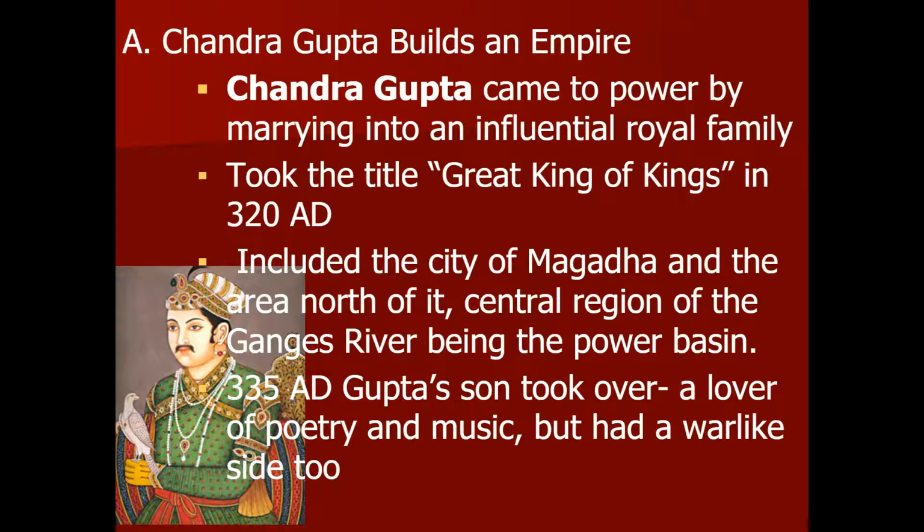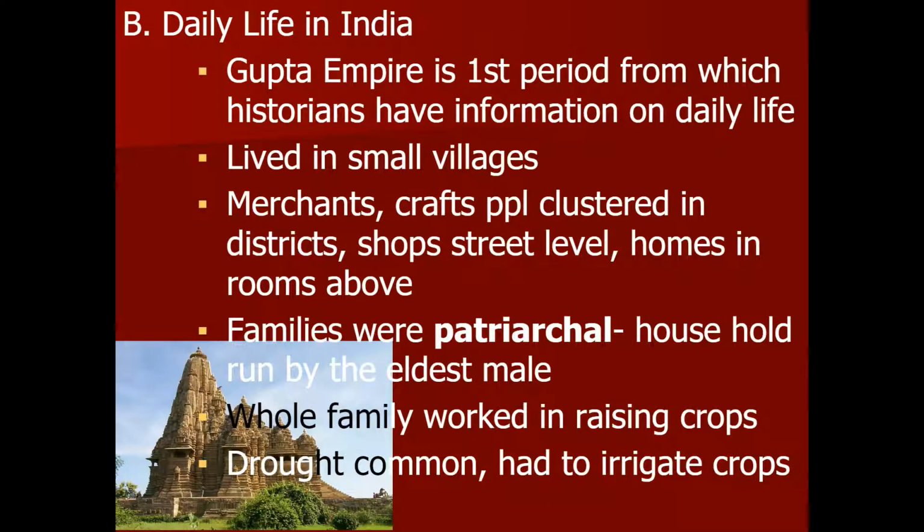This includes the city of Magadha and the area north of it. It's the central region of the Ganges River, and it is the power basin, his central place of power. Right, in 335, so 15 years after he takes on the title Great King of Kings, Gupta dies. His son takes over. His son is a lover of poetry and music, but also has a warlike side. If you want to have an empire and you want to keep it together, you can like poetry, you can like music, but you also have to be willing to kill people to keep your empire together.